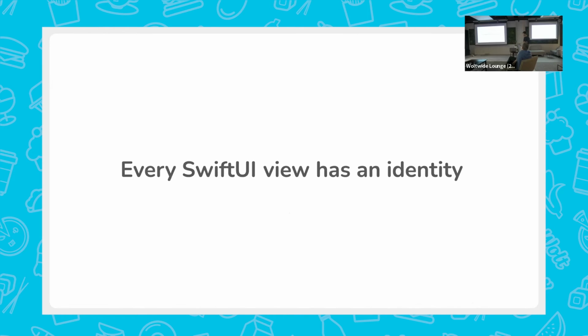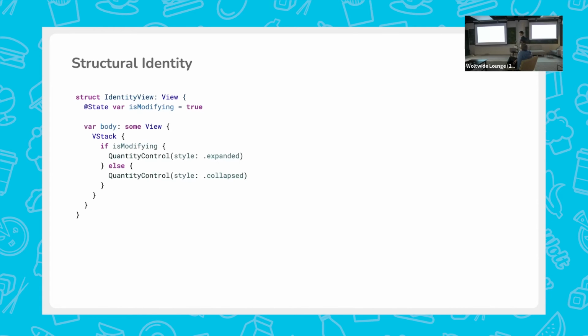The first thing is that it's really important for you to understand that every SwiftUI view has an identity. And identity in SwiftUI takes two different forms. One is structural identity, and the other is explicit. Here I have an example of an identity view.